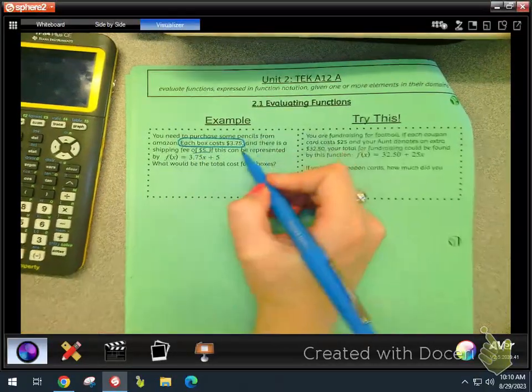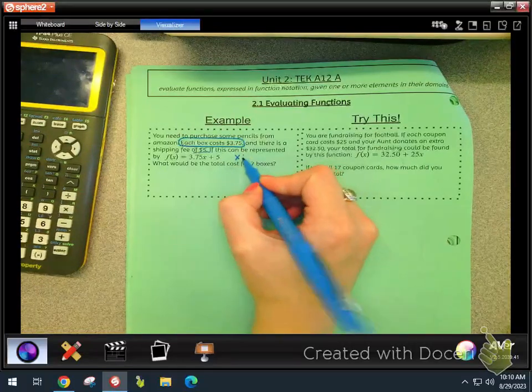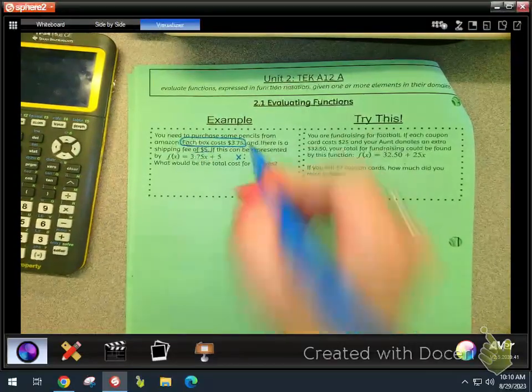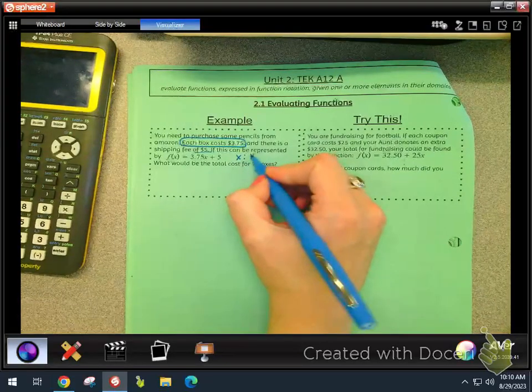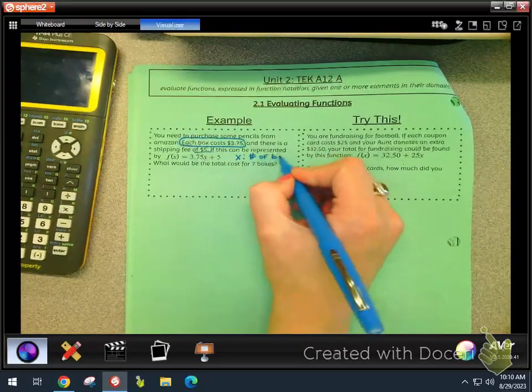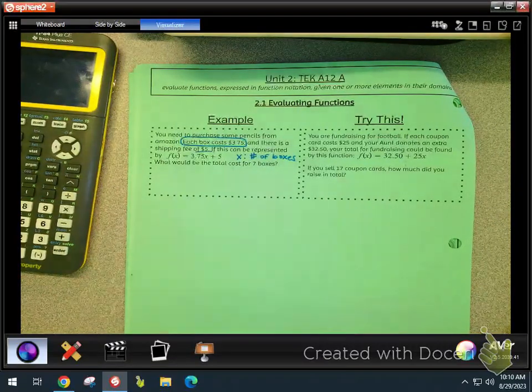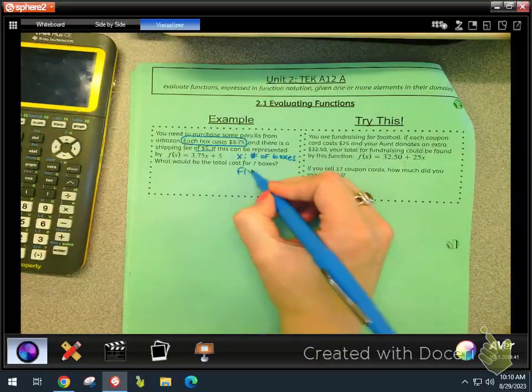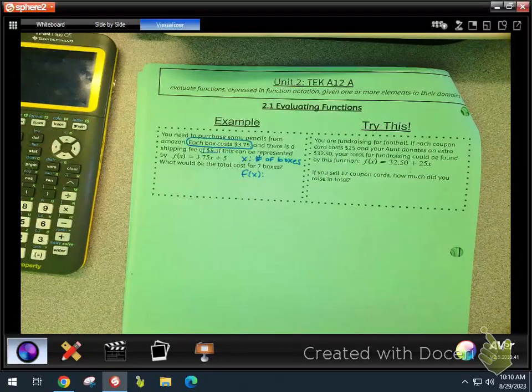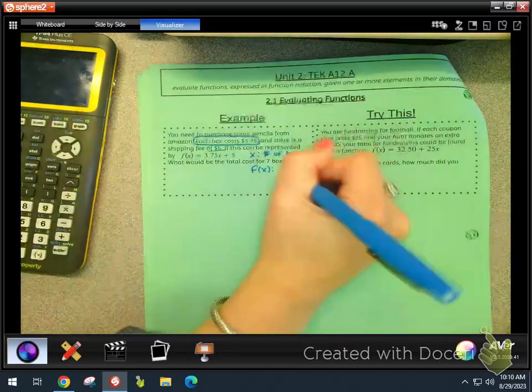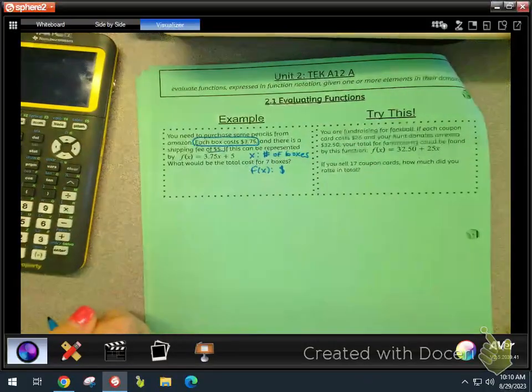What does x represent in this story? 3.75x. What does x mean? The number of boxes of pencils. And then f of x is going to represent our money. How much money we spent.